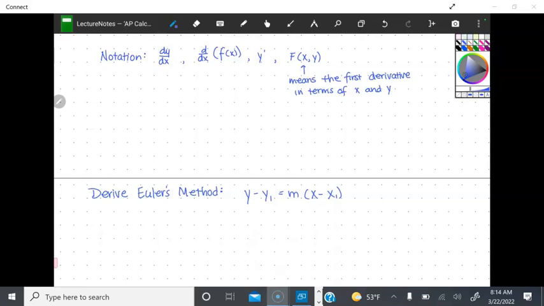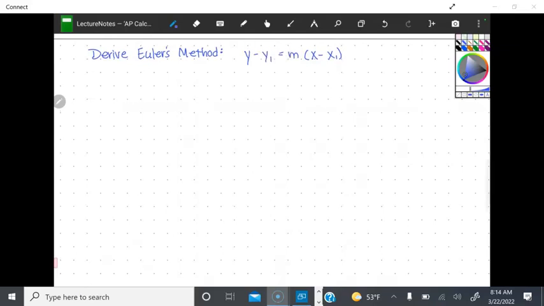Anybody still need the derivative notation stuff? Okay. So we start with that, and I'm just going to go ahead and solve for y. So y is equal to y1 plus m times (x minus x1).